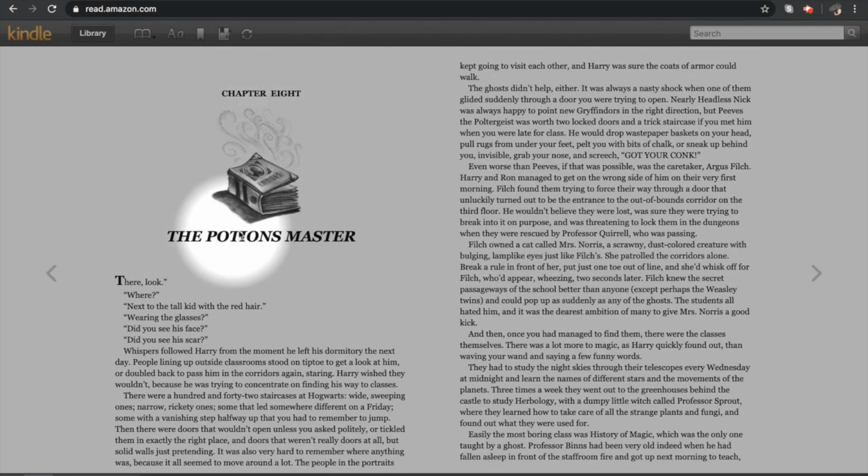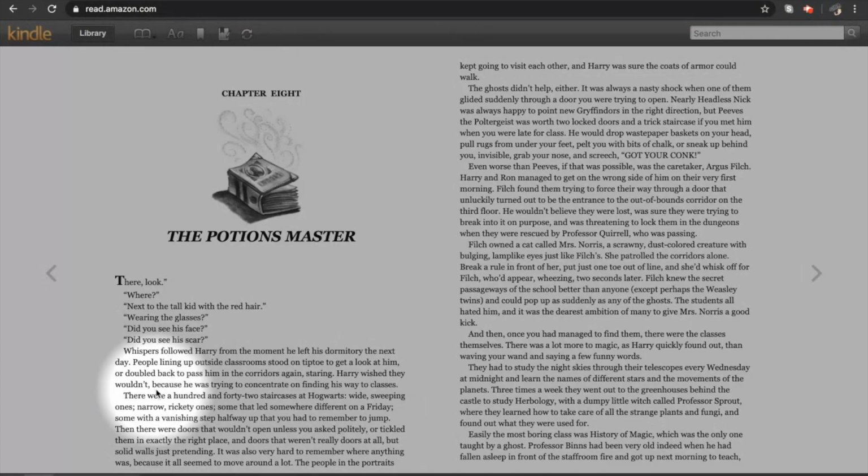Chapter 8, The Potions Master. There, look. Where? Next to the tall kid with the red hair, wearing the glasses. Do you see his face? Did you see his scar? Whispers followed Harry from the moment he left his dormitory the next day. People lining up outside classrooms stood on tiptoe to get a look at him, or doubled back to pass him in the corridors again. Staring.